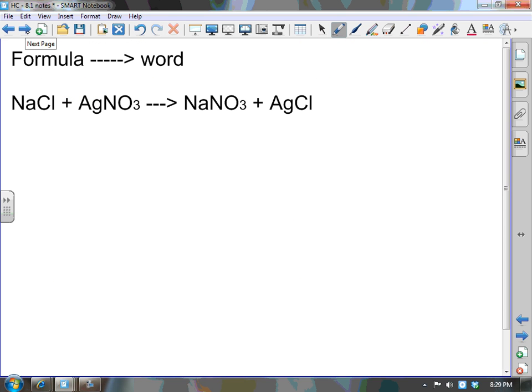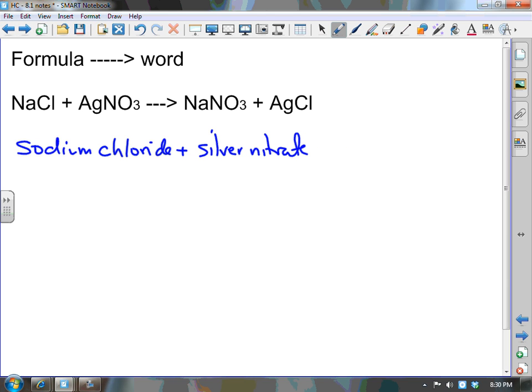All right, now we're not going to do this very often because we want formulas so we can have molar masses so we can do calculations. But for practice and for homework, occasionally they're going to have you take the formulas and put them back into words. So real quick, NaCl, sodium chloride, plus AgNO3, silver nitrate, forms NaNO3, sodium nitrate, plus AgCl, silver chloride.